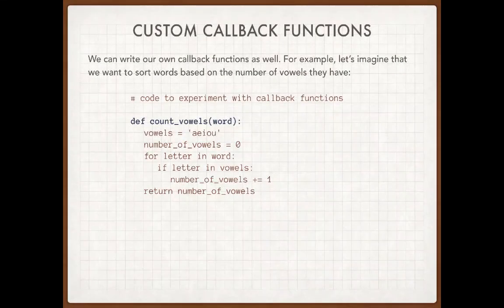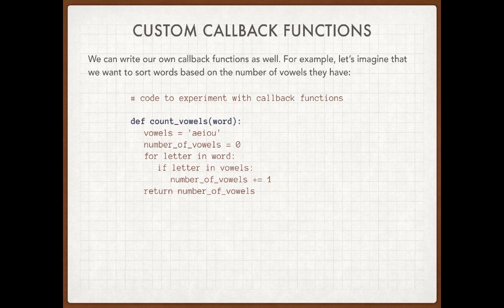Let's take a look at this function. Let's just imagine that we need to sort words based on some weird criteria, like the number of vowels in the word. So right now, there isn't a built-in function in Python that counts the number of vowels in a word. Obviously, vowels are A, E, I, O, U, sometimes Y, but let's leave that off for now.